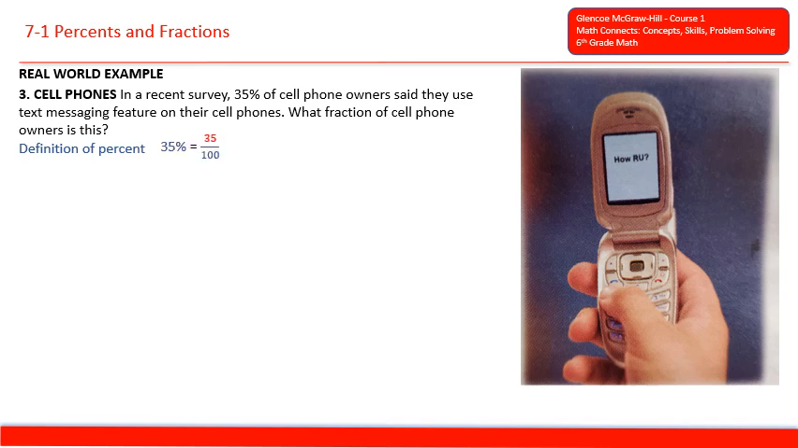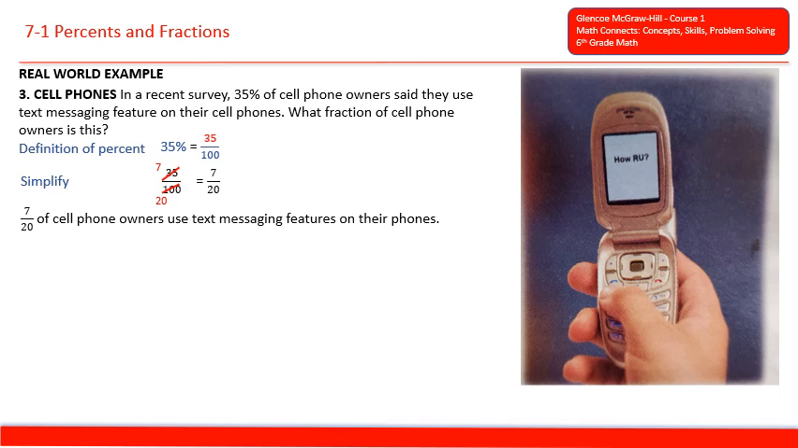Definition of percent, 35% equals 35 over 100. Simplify. So the greatest common factor is 5. So we'll get 7 over 20, and it equals 7/20. 7/20 of cell phone owners use text messaging features on their phones. That number is probably in the 90% now, right?